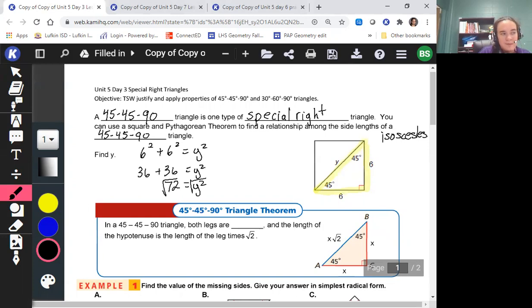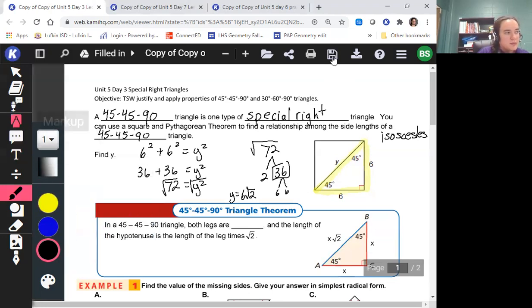But we're going to simplify the radical, and we're going to simplify radicals all day. So we're going to factor this, so we have a perfect square. And when we're dealing with special right triangles that are 45, 45, 90, it's always going to be 2 times a number. And in this case, it's 36. And that factors into 6 and 6. So our answer for y would be 6 square root of 2.